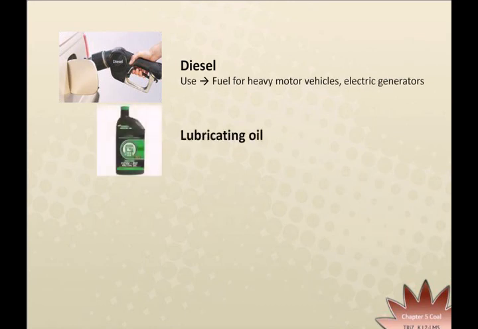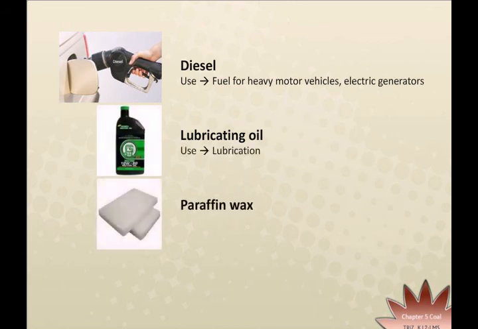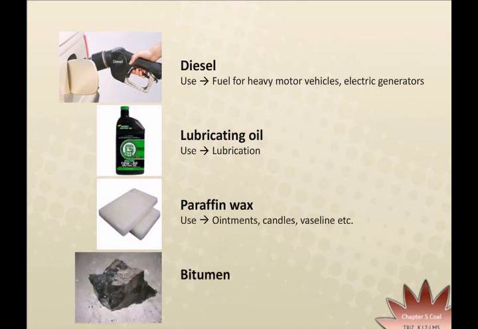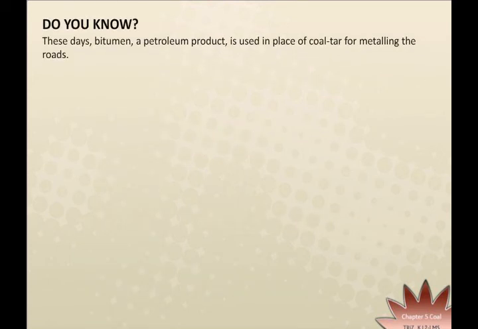Lubricating oil. Use, lubrication. Paraffin wax. Use, ointments, candles, Vaseline, etc. Bitumen. Use, paints, road surfacing. Do you know, these days bitumen, a petroleum product, is used in place of coal tar for metaling the roads.